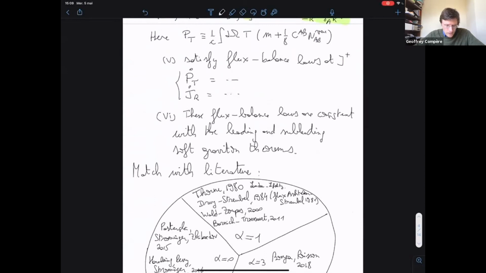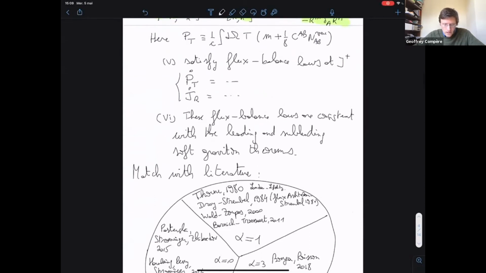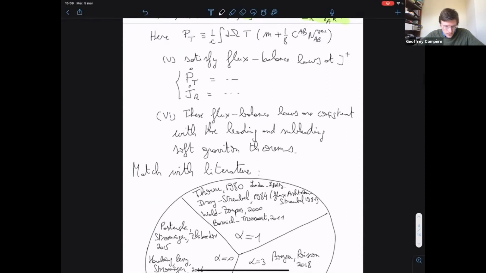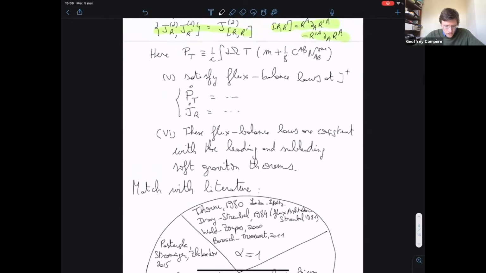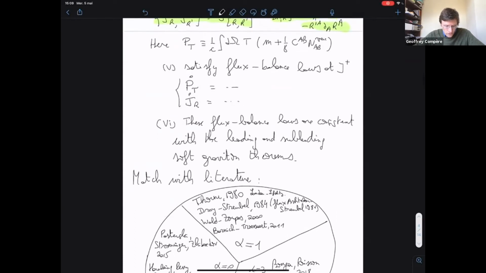So here is the definition of P, just the momentum, the standard definition, once we generalize with this NAB vac. That appeared in many places if you check HTCAR, for example. Okay, so for all these definitions, they obey flux balance laws.